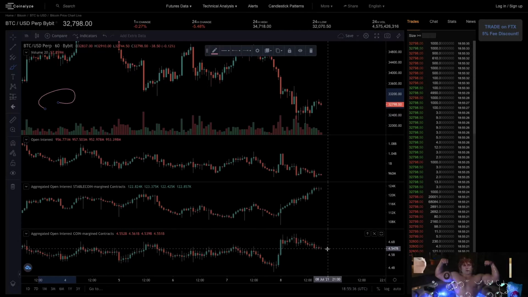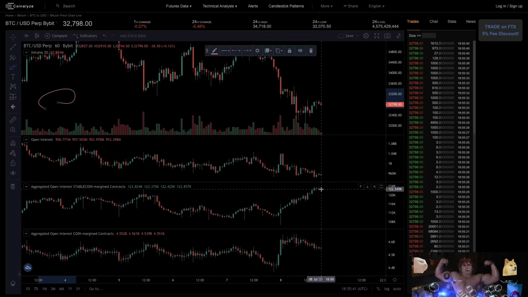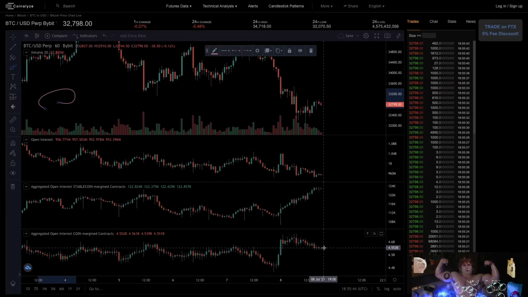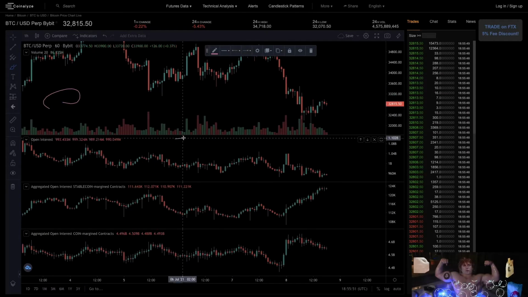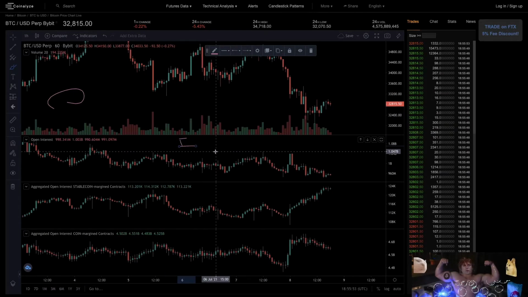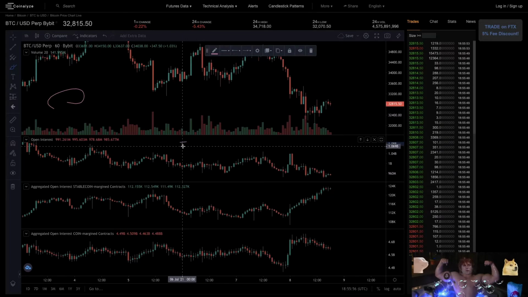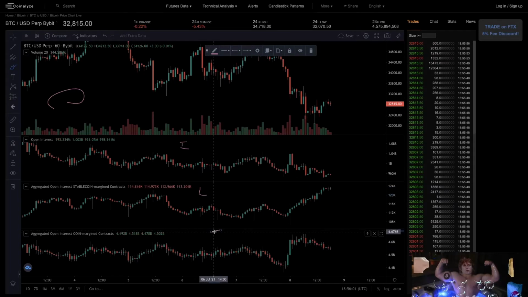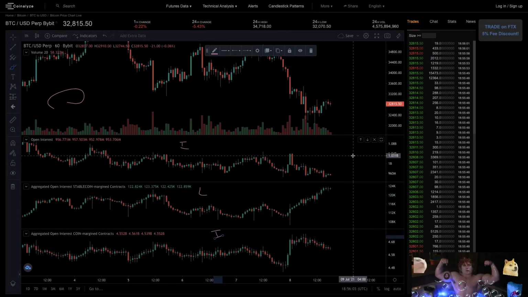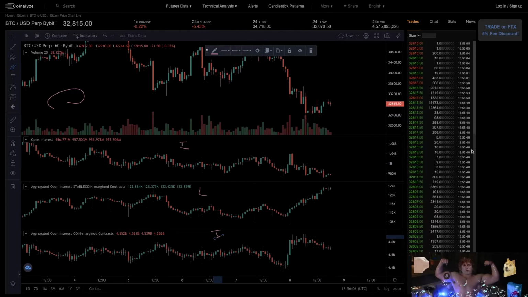Linear futures are sized in Bitcoin, which is why the open interest is in Bitcoin, whereas inverse futures are sized in dollars, which is why the open interest is in dollars. Inverse means the same thing as coin margin. Linear means the same thing as stablecoin margin.